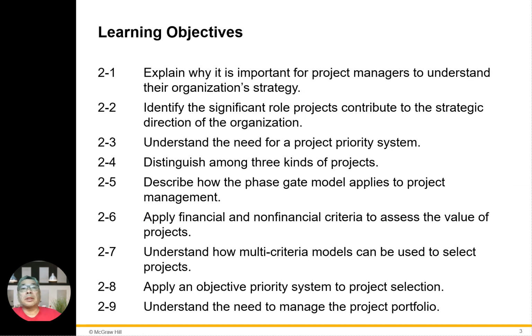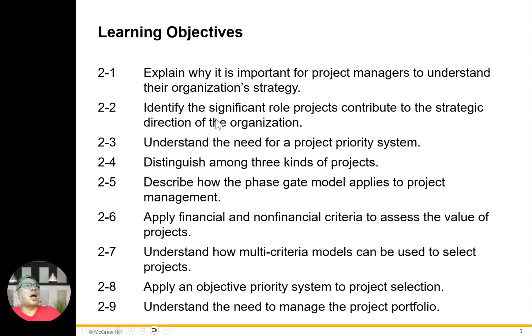There are about nine of them. Explain why project managers need to understand their organization's strategy. Identify the significant role of a project in contributing to the strategic direction of the organization. For example, when I was with Transport Canada as well as Intact, the strategy was to roll out IFRS 17, which is a strategy to comply with the regulations. So basically that's a project that has significant activities.